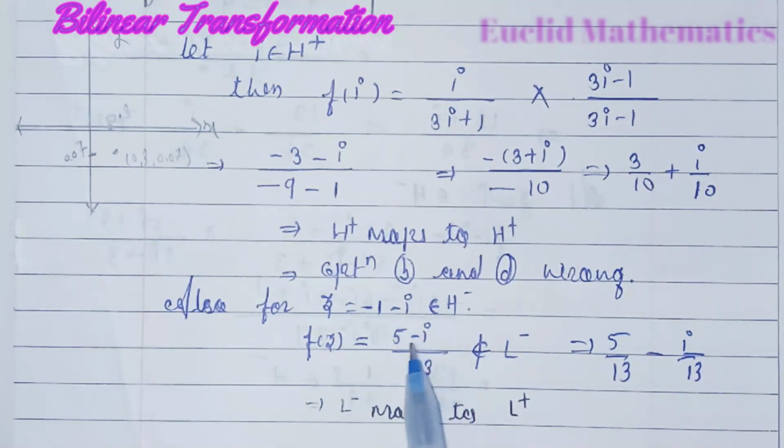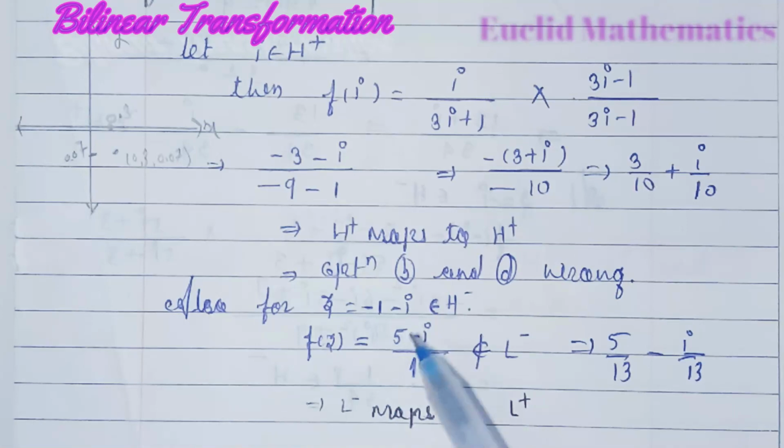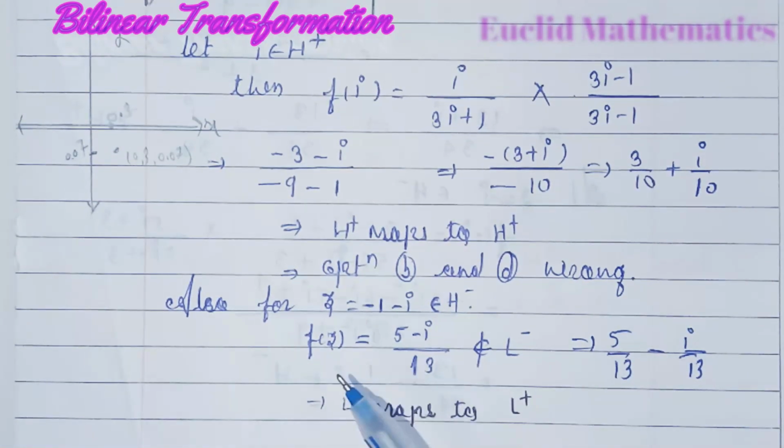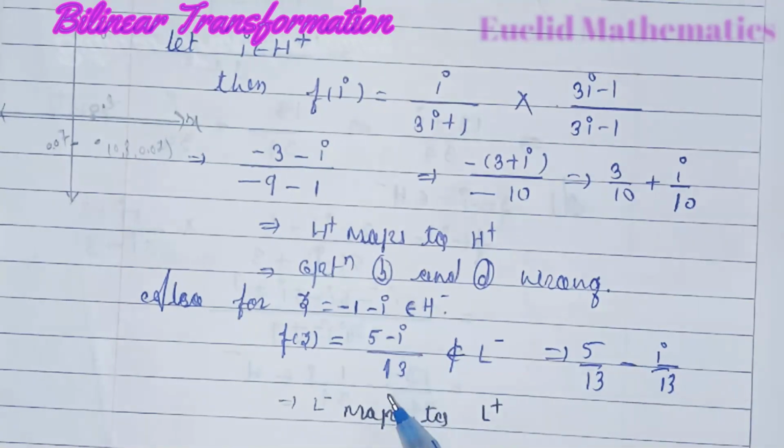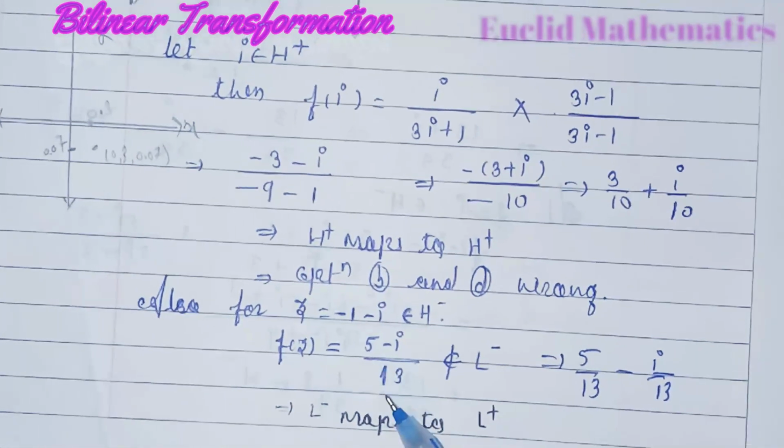So z is equal to minus 1 minus i, and 3z plus 1 is 3 into minus 1 minus i, which is minus 3 minus 3i plus 1. After calculation you get 13 here. This is just an easy calculation, so I ignored it, but you can find that on your own. It is not a difficult calculation. So you can see that x I got is 5 by 13 and y is minus 1 by 13. That means x positive, y negative.